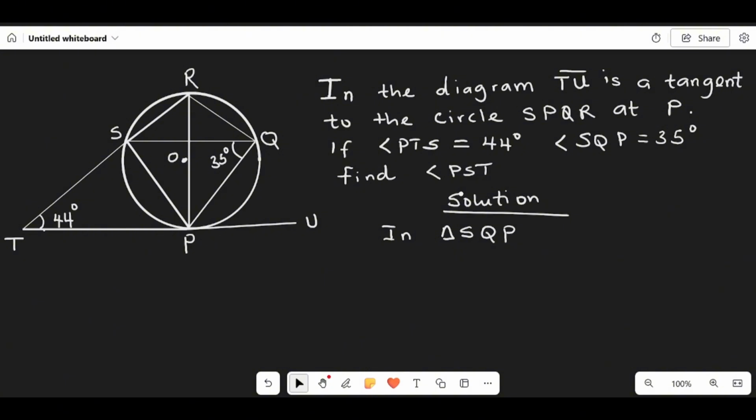in the opposite segment. That means the angle between our chord XP and our tangent TU, which is this angle, is equal to this angle. So we can say angle SPT equals angle SQP.